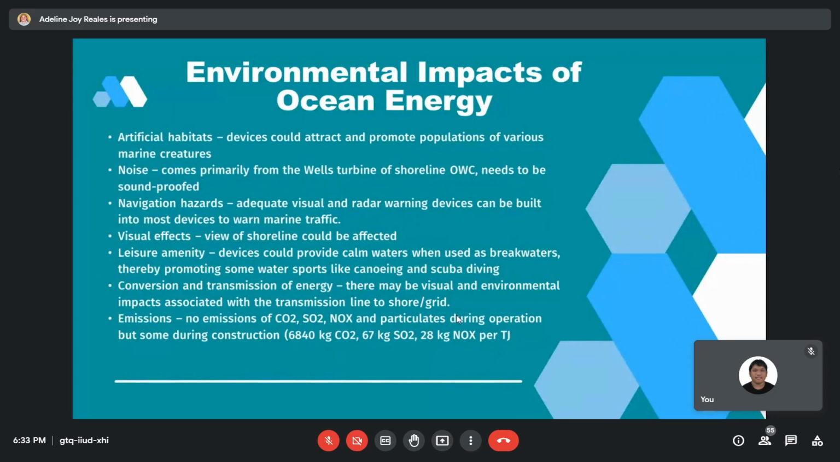Next one is visual effects. The view of the shoreline could be affected. Leisure amenity: devices could provide calm waters when used as breakwaters, thereby promoting some water sports like canoeing and scuba diving. Conversion and transmission of energy: there may be visual and environmental impacts associated with the transmission line to the shore grid. Lastly is emissions. No emissions of carbon dioxide, sulfur dioxide, nitrogen oxide and particulates during operation, but some during construction.